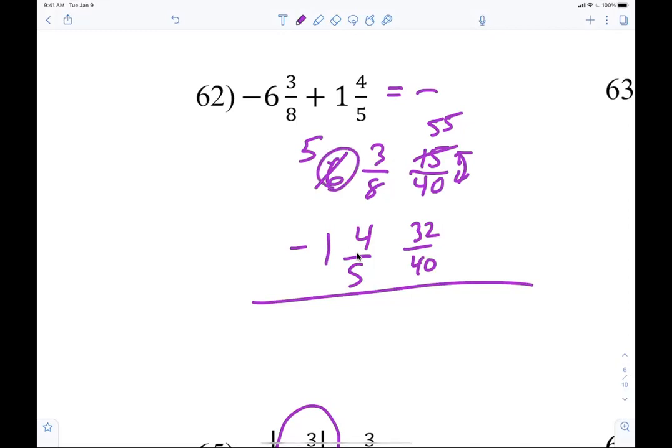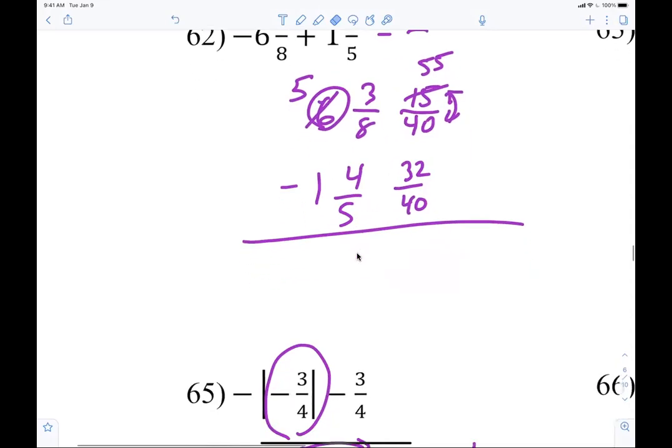I borrowed 1 from the 6. What does that make the 6? 5. And then I add 1. 1 plus 15/40. What is 1? 40 over 40. 40 plus 15 is the 55. Now we teach you in whatever grade you came from that instead of doing that +1, there's a rule, you just add the numerator and denominator. You with me now? Yes. You sure? Yeah, sure. All right, so now 55 minus 32 is what? Good, 23 out of 40.